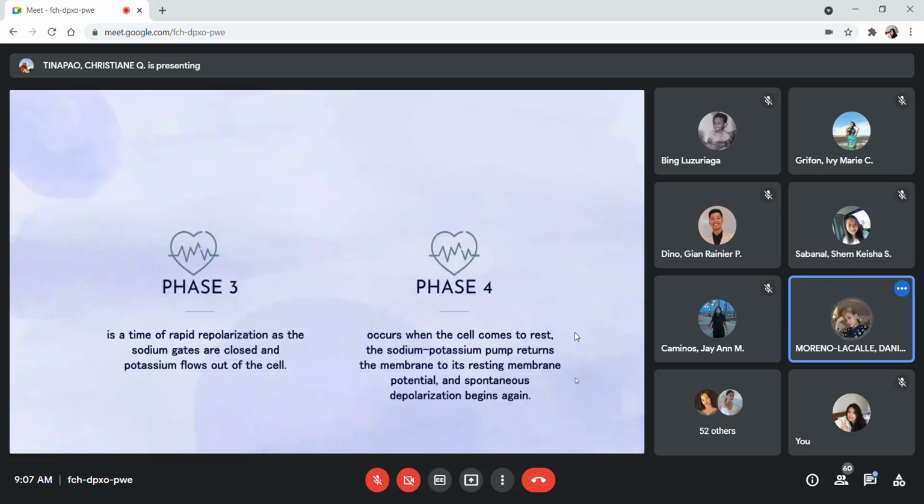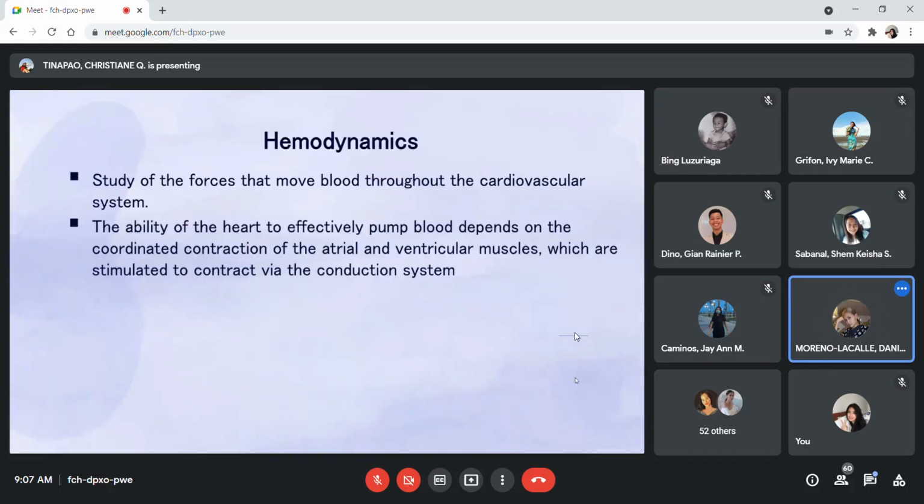Next slide, please. So in the phase 3, this is caused by gradual inactivation of calcium channels and continuous going out of potassium. So this is the final repolarization. And in the phase 4, this is the resting membrane potential or the resting phase. So everything starts from phase 4 and then ends at phase 4. The next slide, please. Okay, thank you.